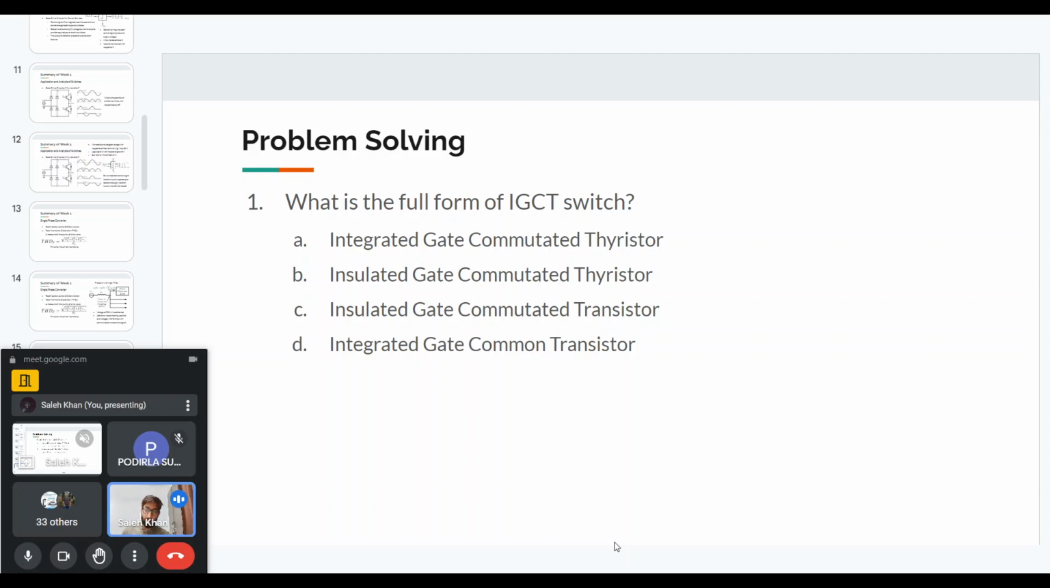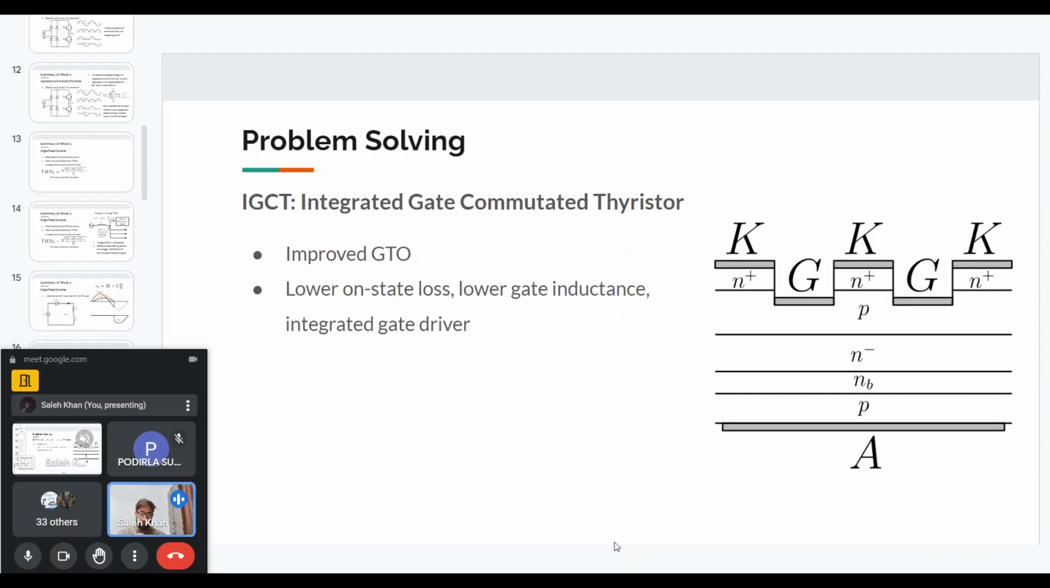So now we'll come to the problem solving session. Some of these questions are quite simple. Power factor correction is not the topic today. I'm not sure whether that will be taught in the course or not, but that is a different area. So the question is, what is the full form of IGCT? I'll just briefly talk about IGCT.